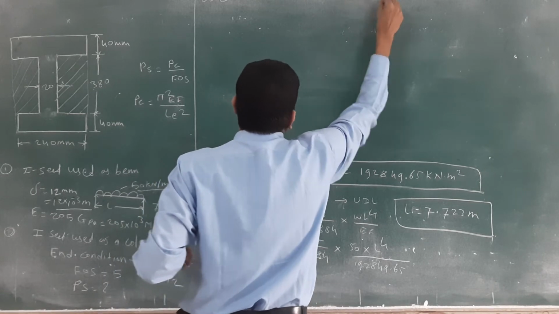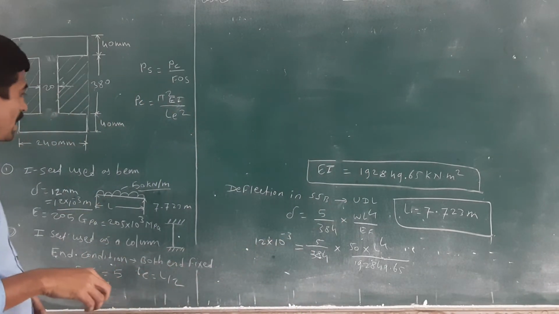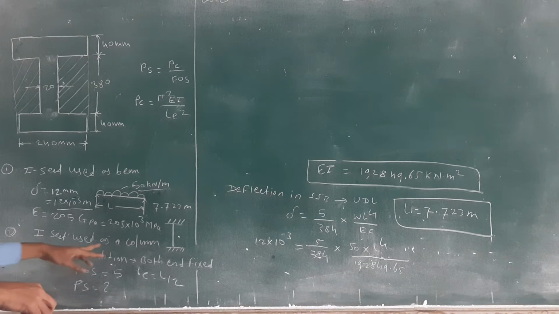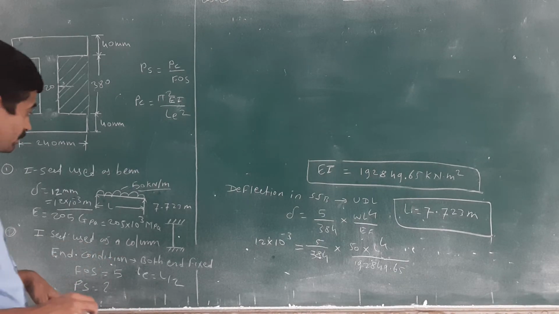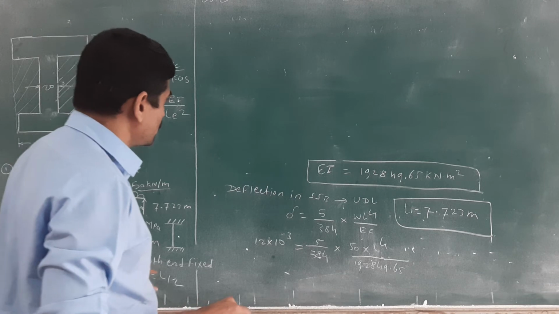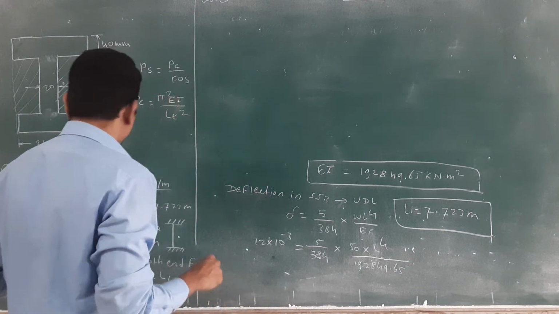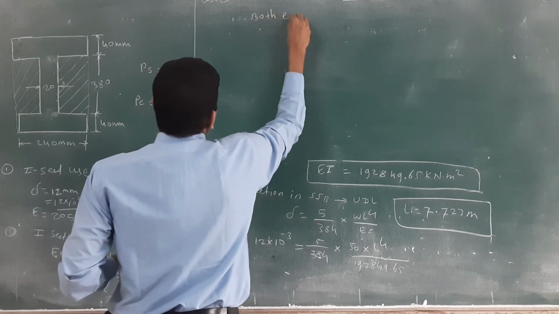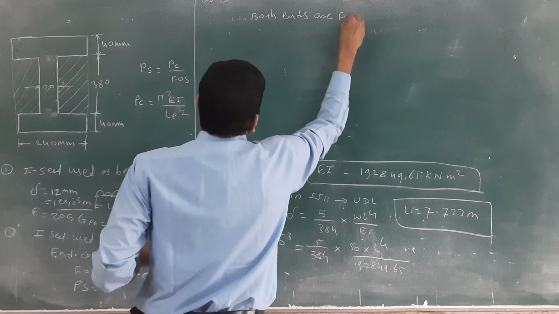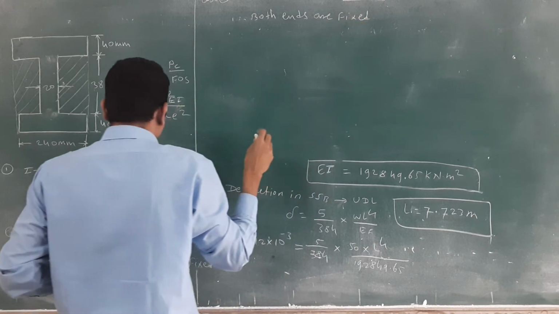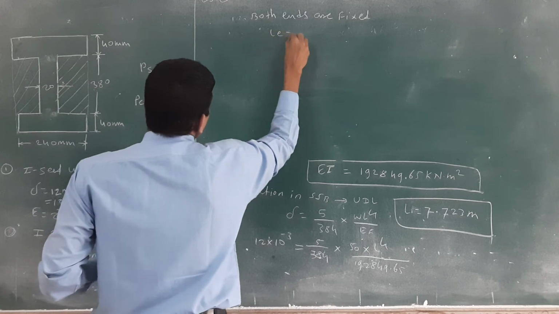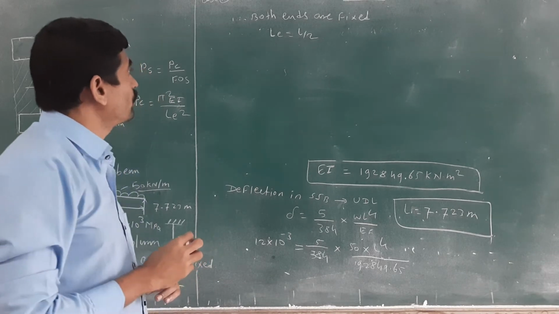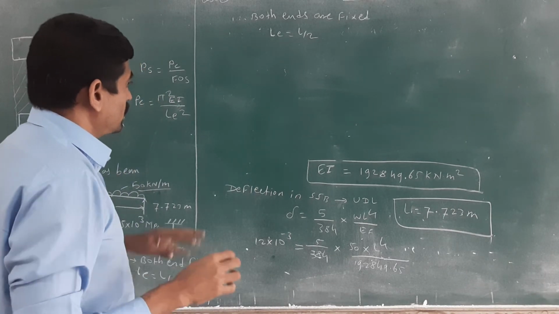In the first case, we used the I section as a beam and found out the value of length. Then second, I will use the I section as a column. What is the end condition? Both ends are fixed. Then what is the relation between the lengths? LE, the effective length, is equal to actual length divided by 2. You know this relation, remember that.